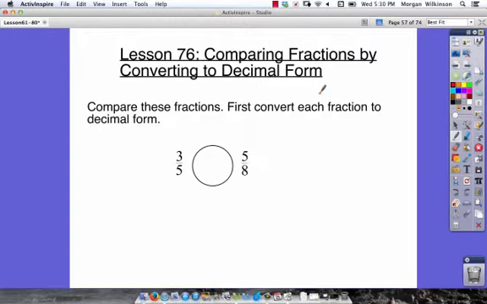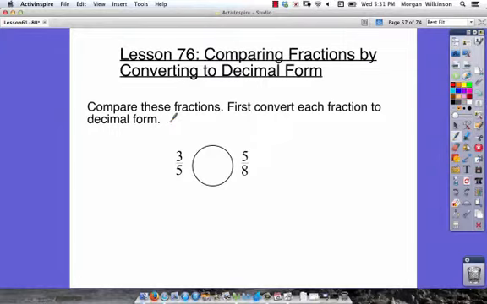Lesson number 76 is about comparing fractions by converting to decimal form. Now the first problem asks us to compare these fractions. First convert each fraction to decimal form. So we have 3/5 compared to 5/8.